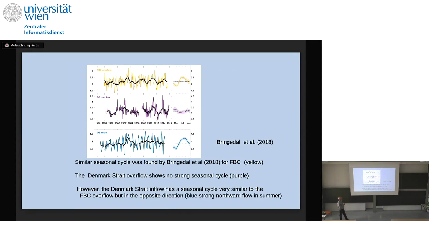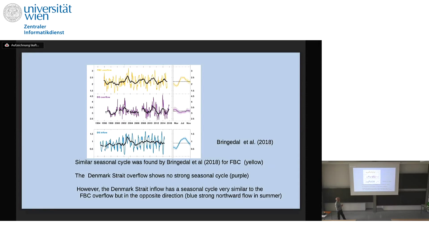This is the Faroe Bank channel overflow. This is a 10-year time series of observations from 1996 to 2016. You can see there's a lot of variability. There's also some lower frequency variability. If you average this into a seasonal cycle, you get this over here, which is essentially the same as the figure I just showed you from that other paper. Strong overflow in the summer, weak overflow in the winter.